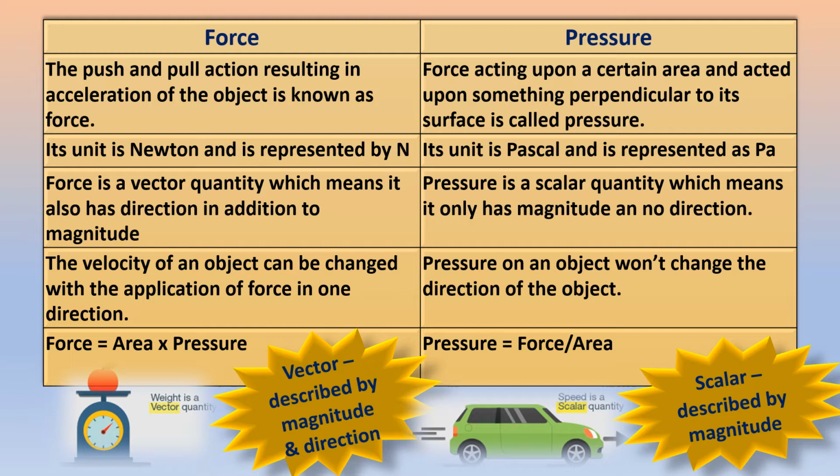Now, the velocity of an object can be changed with the application of force in one direction, whereas pressure on an object won't change the direction of the object. The formula for finding out force is area into pressure, whereas the formula for pressure is force upon area.